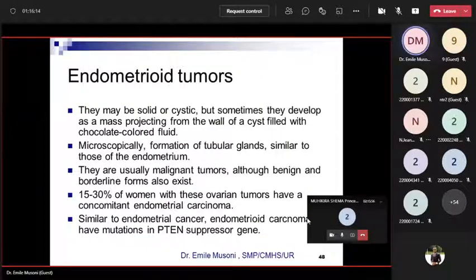Then there are what we call endometrioid tumors. They may be solid or cystic. Sometimes they develop as a mass projecting from the wall of the cyst. Microscopically, there is a formation of tubular glands similar to those of the endometrium. This is why they are called endometrioid. So don't be surprised when you report an endometrioid tumor in the ovary. It has features similar to those of endometrial carcinoma of the uterus.